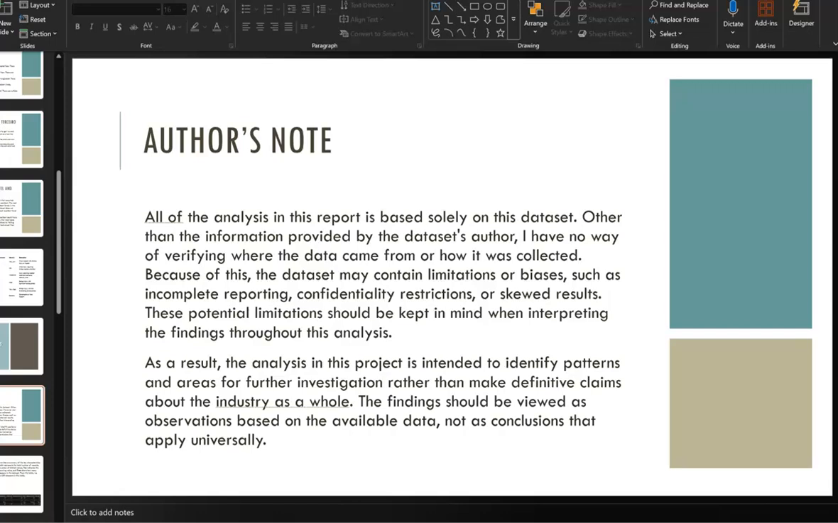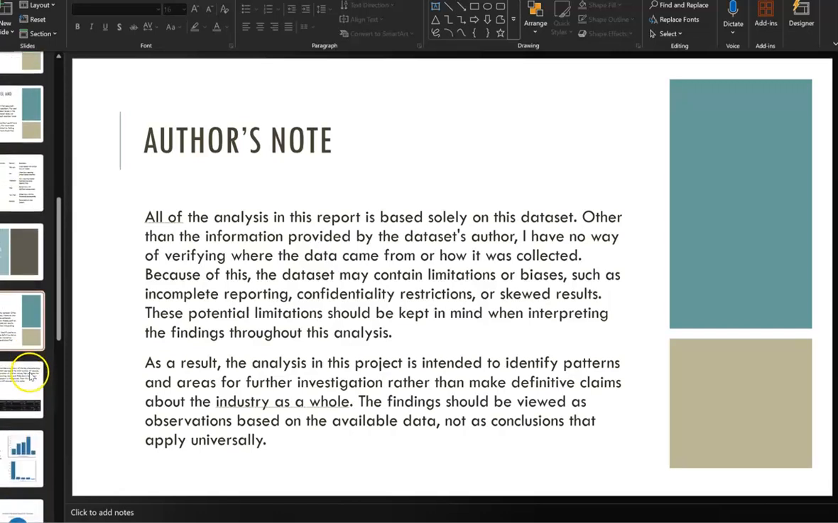So the dataset may contain limitations or biases, such as confidentiality or incomplete reporting that might have occurred, and these limitations should be kept in mind. This is just me being upfront about this. As a result, the analysis in the project is intended to simply identify patterns that could lead to further investigation, rather than making claims about the industry as a whole. Therefore, these findings should be viewed as observations on available data, but not as conclusions that apply to the general population. And that's inferential statistics, right?